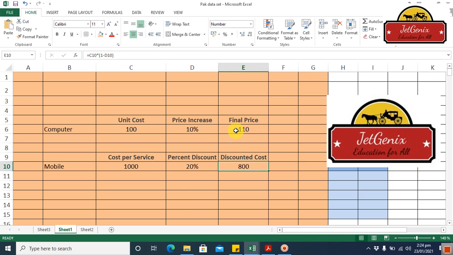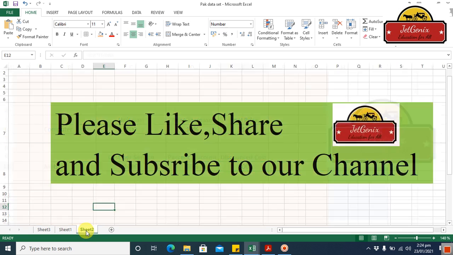So it's a very simple and easy procedure for increasing or decreasing a value by different percentages. I think it is very easy and you learn it.